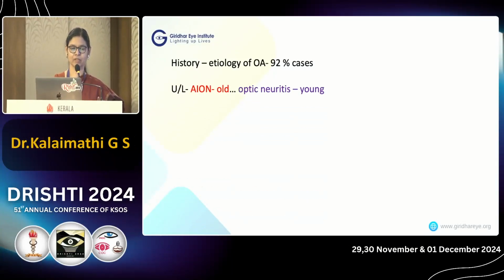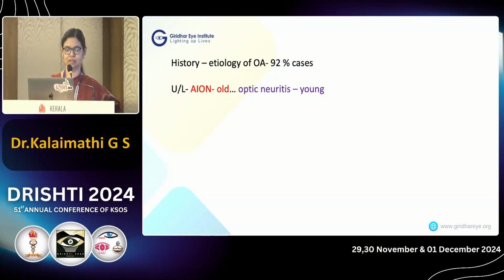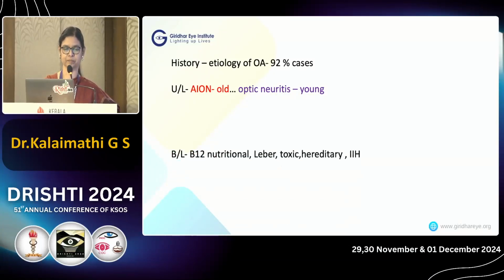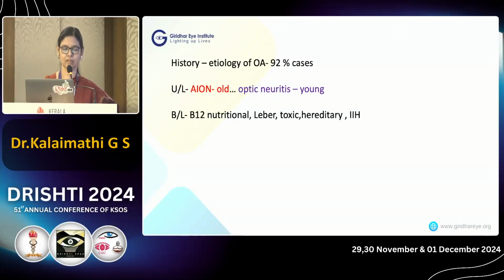And if the optic atrophy is unilateral and the patient is young, the cause for the optic atrophy is optic neuritis, that is inflammatory. And if it is a unilateral optic atrophy and the patient is relatively old, the cause could be anterior ischemic optic neuropathy. And if it is bilateral, the cause could be nutritional, Leber's, toxic, hereditary, or idiopathic intracranial hypertension.